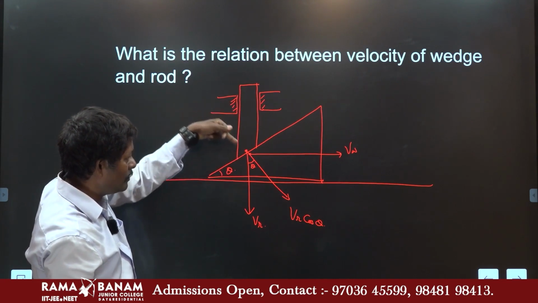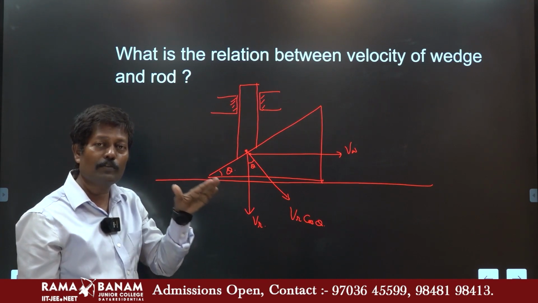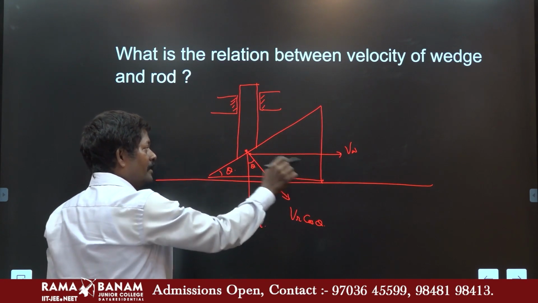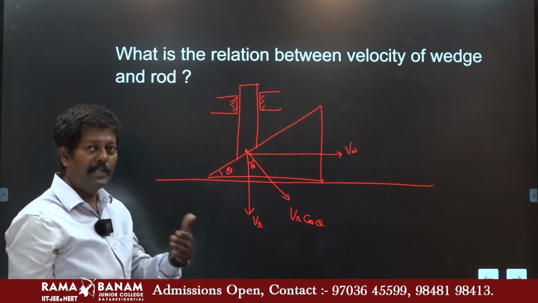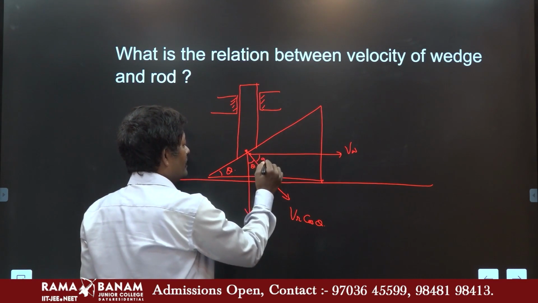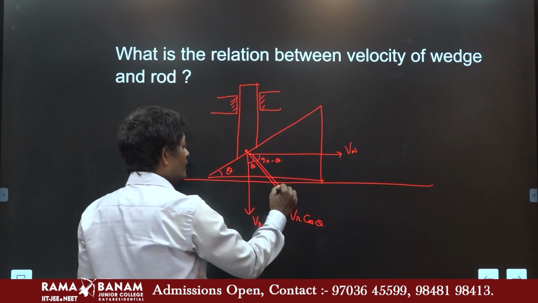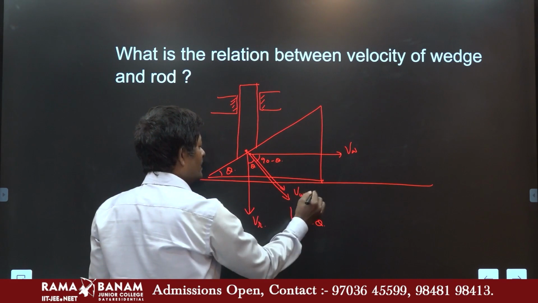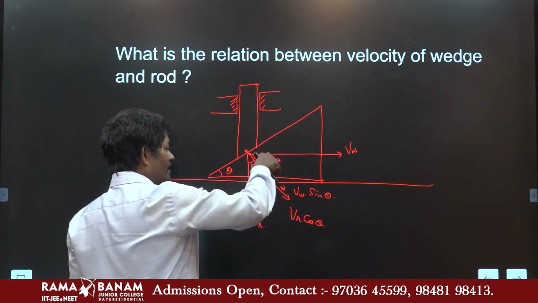I am taking the velocity of the rod perpendicular to the surface of contact. Similarly, I have to take the velocity of the wedge perpendicular to the surface of contact. So let us see here, this is 90 minus theta, VW in this direction you have VW cos 90 minus theta, which is sin theta.